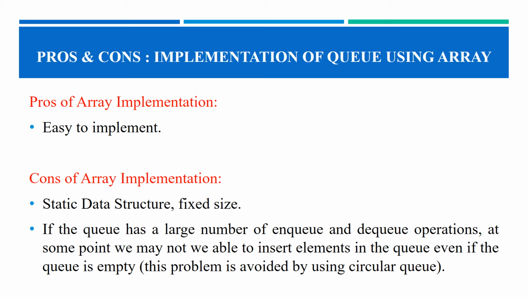Advantages and limitations of implementing the queue using an array. Advantage: it is easy to implement. Limitation: it is a static data structure, that is, fixed size. We can't change the size of an array during runtime. The next disadvantage: if the queue has a large number of enqueue and dequeue operations at some time, we may not be able to insert an element in the queue even if the queue is empty. This problem is avoided by using the circular queue.